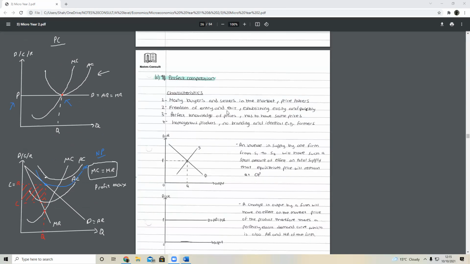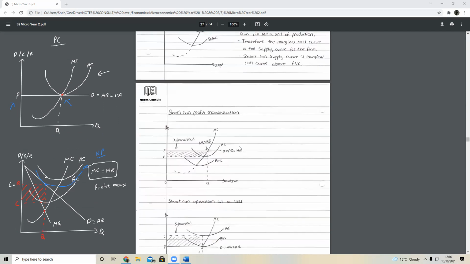Okay, so there's freedom of entry and exit. We looked at barriers to entry and exit and the different types of them. It's very easy to go into the perfect competition market if you want to set up there, and it's easy to get out as well. There's perfect knowledge of prices, so everyone has the same prices. Everyone knows what other firms are doing. There's perfect information. And there are homogeneous goods, of course. So you always link homogeneous goods with the fact that they're price takers.